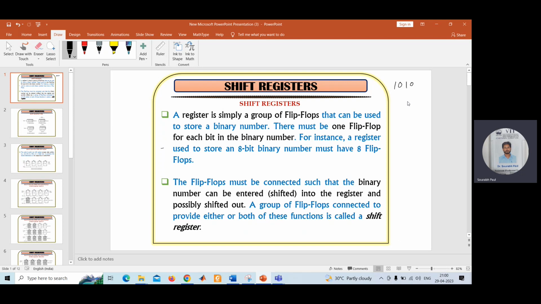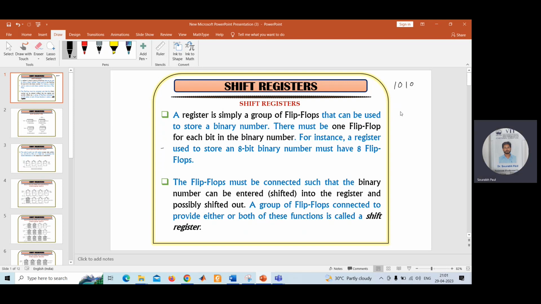The most important thing is that a register is nothing but a combination of flip-flops, and the problem is given as 1010. So there are four binary bits which I need to store. In this case, I need to use 4 flip-flops. So in this register, how many flip-flops will be there? 4 flip-flops will be there. The number of bits I need to store in that register is the number of flip-flops I need. Now, the flip-flops can be connected in the register in such a way that the binary numbers will be entered into the register and possibly shifted out.